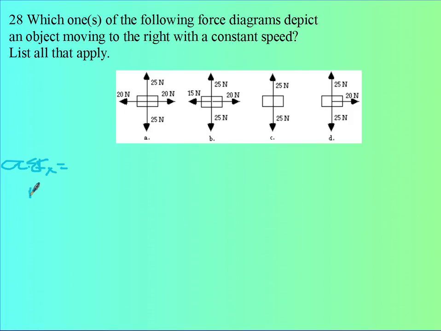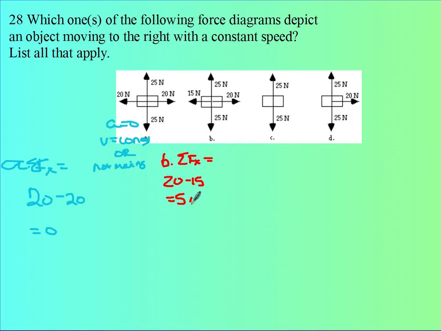I've got 20 going to the right, and then I have 20 going to the left. So this is 0. So for A, my acceleration is 0, so I'm either moving at a constant velocity or it's not moving. One of the two. Let's look at B. For B, the sum of the forces in x equals 20 going to the right minus 15 going to the left, so this is 5 newtons to the right.